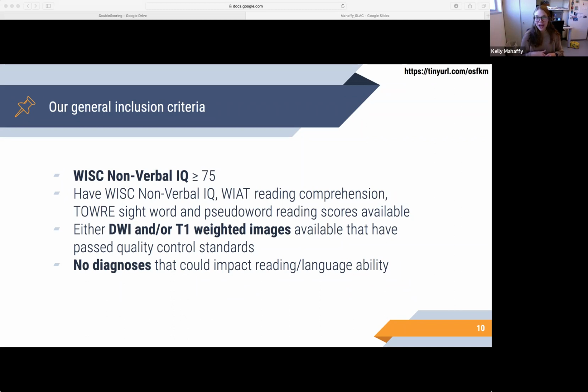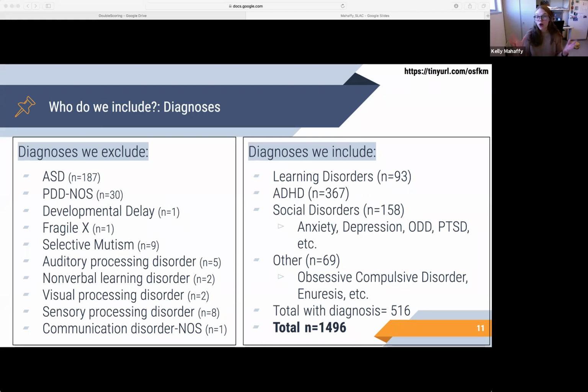And finally, perhaps the biggest question, we wanted to exclude for diagnoses that we thought might impact the results. But what in the world are those diagnoses, and how do you decide which diagnoses are potentially important to something like reading and which are not? This is one of the areas that I'm most interested in feedback. I'll just show you what we excluded, what we included, and some general numbers on those.